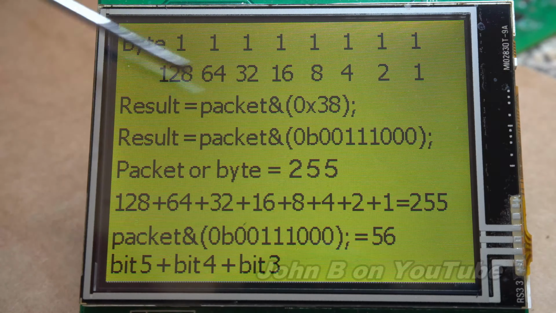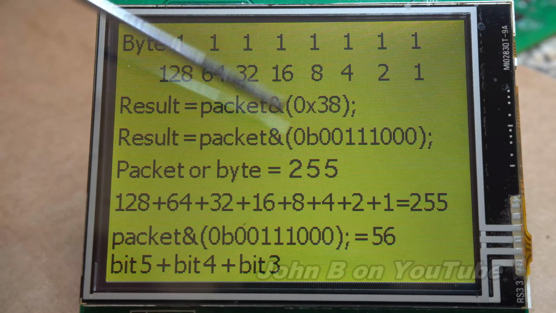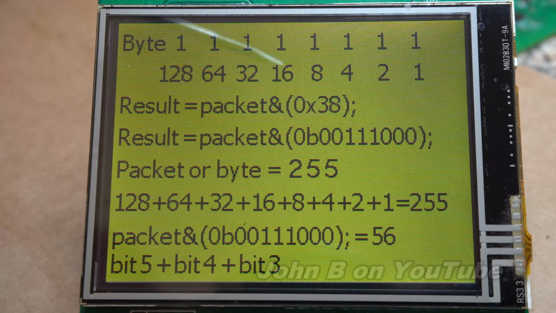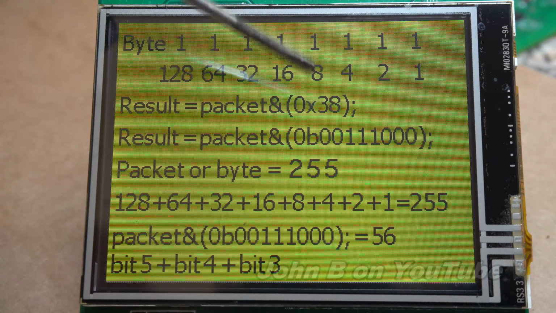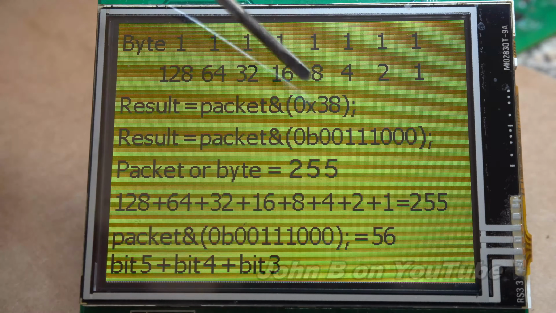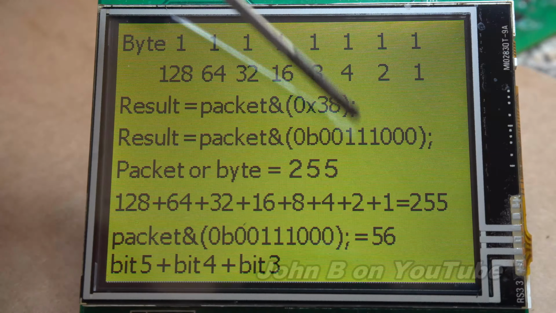Let's say we want just these parts of that packet. So hexadecimal 38, I've shown on Windows Calculator you can convert decimal or binary to hexadecimal. To make it easier to understand in this example, hexadecimal 38 in binary has these 3 ones here.